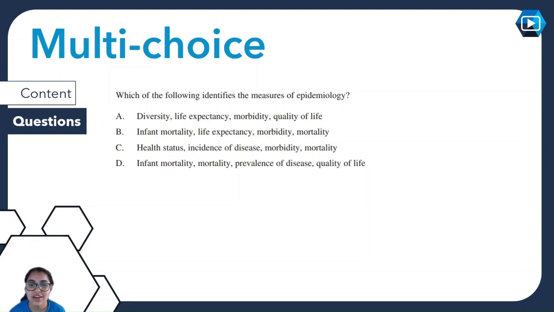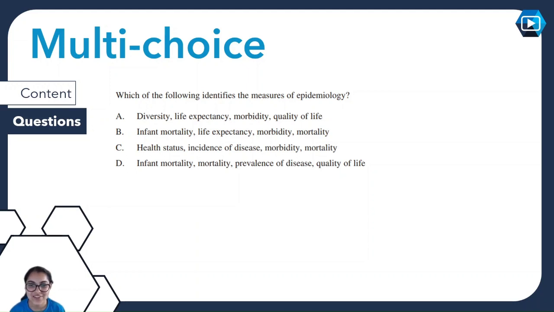And similarly, it affects the quality of life. The quality of life itself is not an epidemiological measure because it's not a quantitative measure. Because that's one of the limitations with epidemiology, right? That it doesn't give us any indication on the quality of life. So we can eliminate A. B is looking good, but let's move on to C first. Let's see if we can narrow it down.